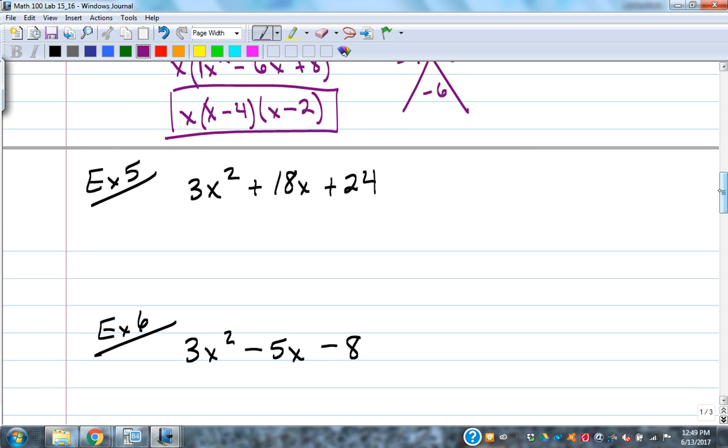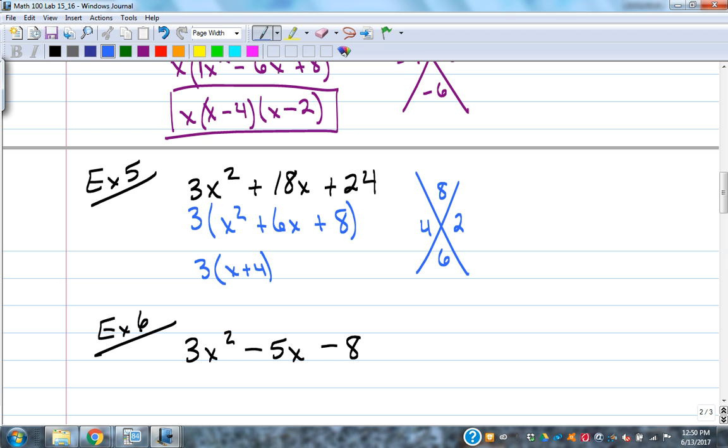Example 5. We got a trinomial again. Look for a GCF: 3, 18, and 24 are all divisible by 3. That leaves us x squared plus 6x plus 8. And similar to example 4, 4 and 2. So that'd be 3, x plus 4, x plus 2. Again, because of the 1 in front of x squared, we're able to go that shortcut route with the factoring.